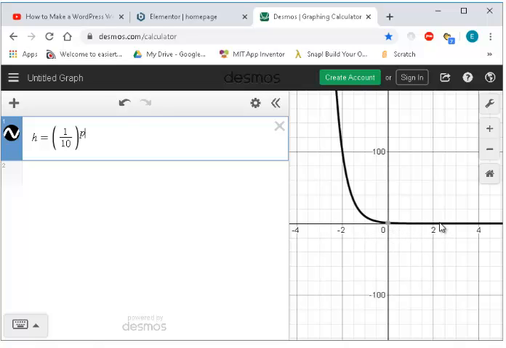You can also see that this is an exponential function because going from left to right, the y values are decreasing. The y values, meaning H values here, are decreasing. This is an example of exponential decay.